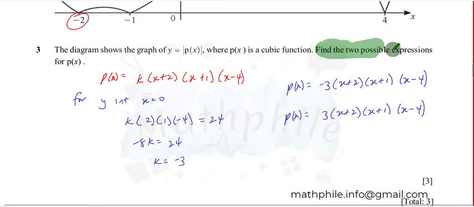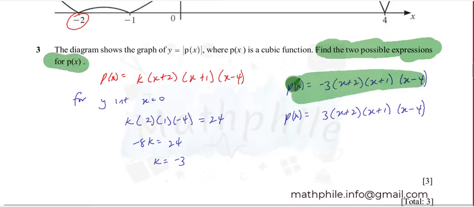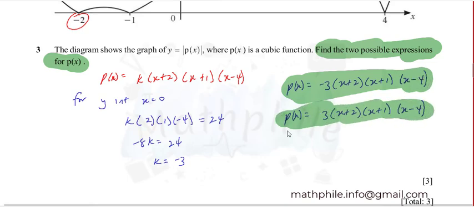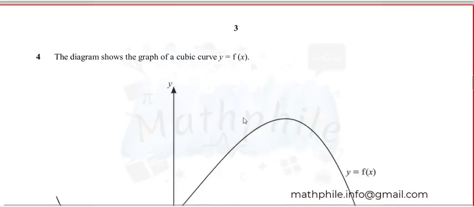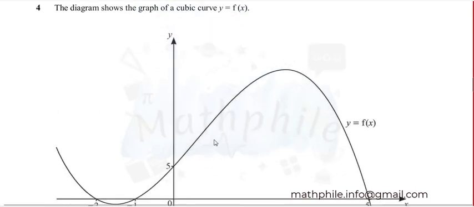We're told to find the two possible expressions for p of x. So these are the two possible expressions. One is for the negative and one is for the positive. So that answers this question as well. Not so complicated. I think there's a similar question over here.